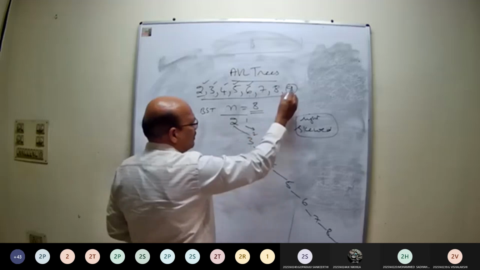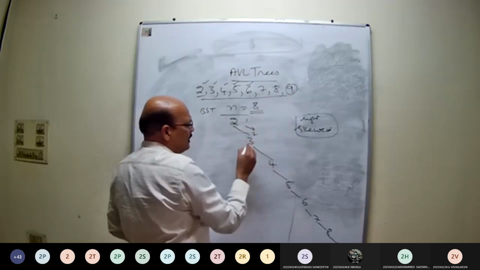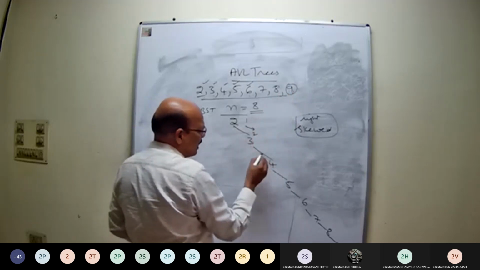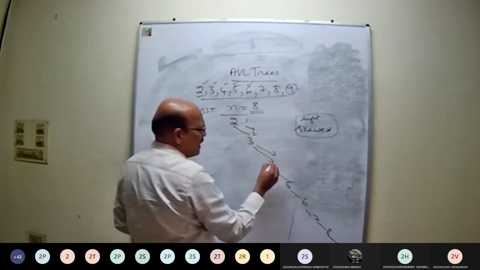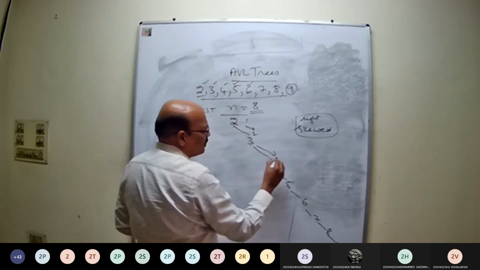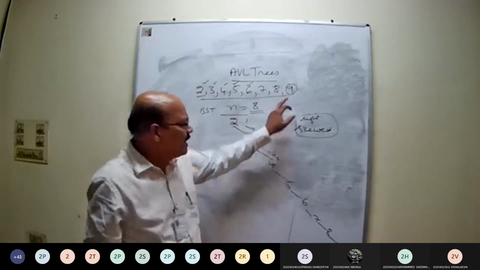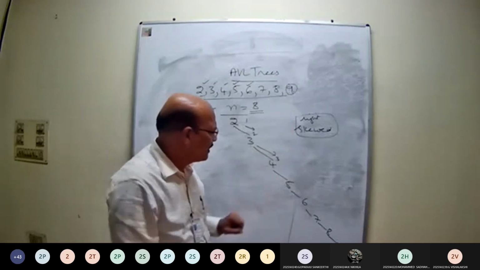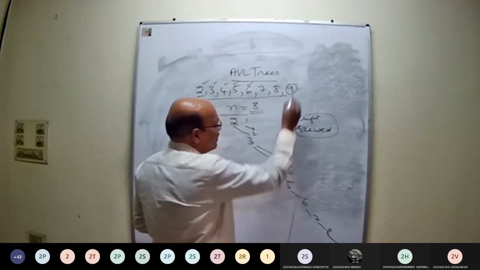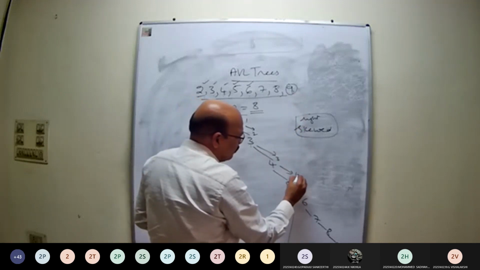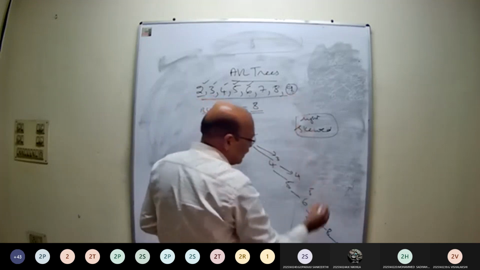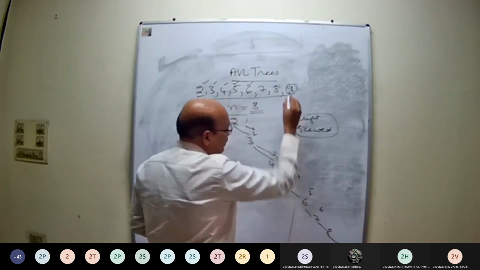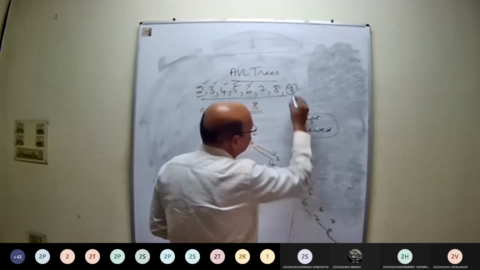Second comparison, 9 with 3. 9 is greater than 3, so it does not match with 3 and it is greater, so take the right direction. 9 compared with 4, third comparison. 9 does not match with 4, but it is greater than 4, so take the right direction. 9 with 5, fourth comparison. 9 with 6, fifth comparison. 9 with 7, sixth comparison. 9 with 8, seventh comparison.